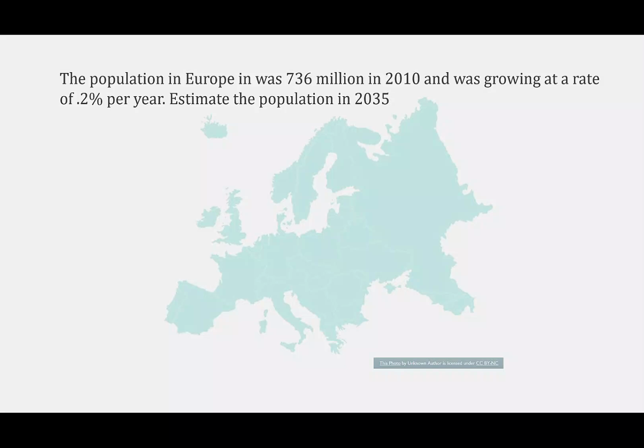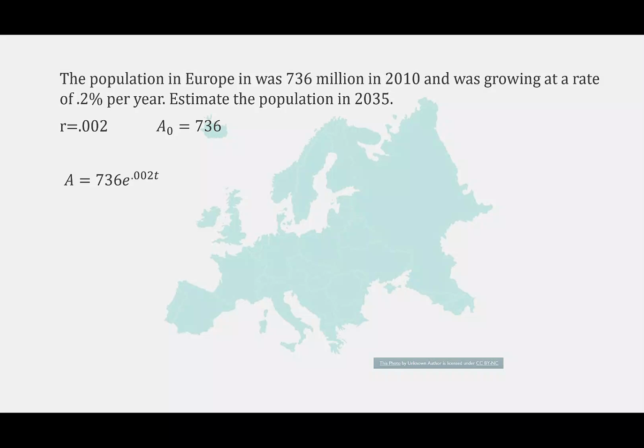We'll start with the population in Europe was 736 million in 2010 and was growing at a rate of 0.2% per year. Let's estimate the population in 2035. Our first step is to write the growth rate. I'm going to use r for this problem. I have r equals 0.002. Then I know my initial amount was 736. When I put that into the formula, A equals A naught e to the rt, I have A equals 736 e to the 0.002 t.